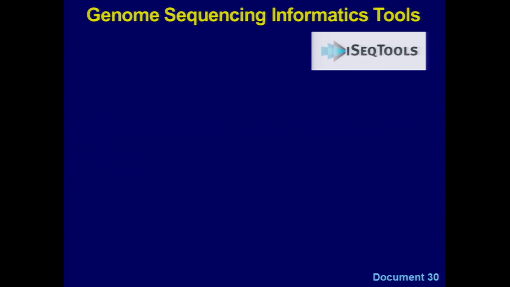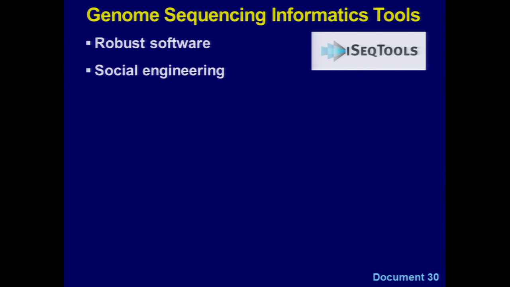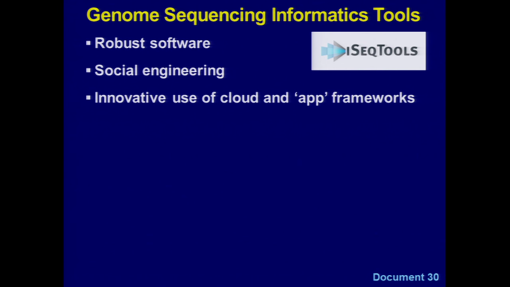Recall that the Genome Sequencing Informatics Tools, or GSIT program, also known as iSeq Tools, has had the mission to democratize genome analysis by providing researcher-friendly sequence analysis tools to users outside of large genome centers. This program was formerly part of our larger genome sequencing program. The GSIT program has relied on three approaches: robust software engineering to make tools reliable and easy to use, social engineering to engage users with support, documentation, and outreach, and use of innovative technologies such as the cloud and fast, intuitive app frameworks. While the program is ending, a good foundation has been laid for the future.